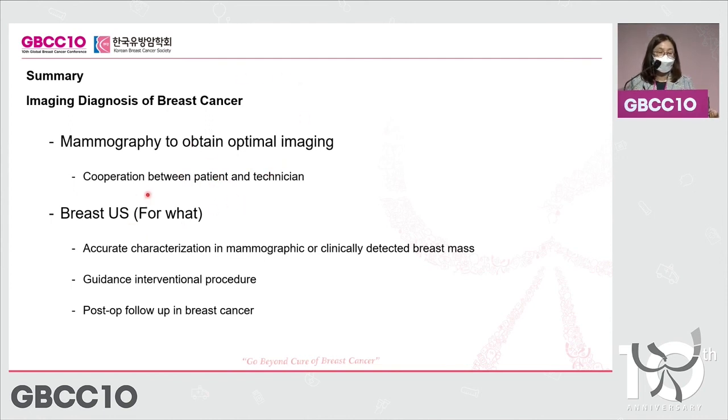One thing that's important is a close cooperation between the radiologist, the patient and the technician, and that's for the breast ultrasound. It's an accurate characterization in mammographic or clinically detected breast mass, and post-op follow-up in breast cancer patients.